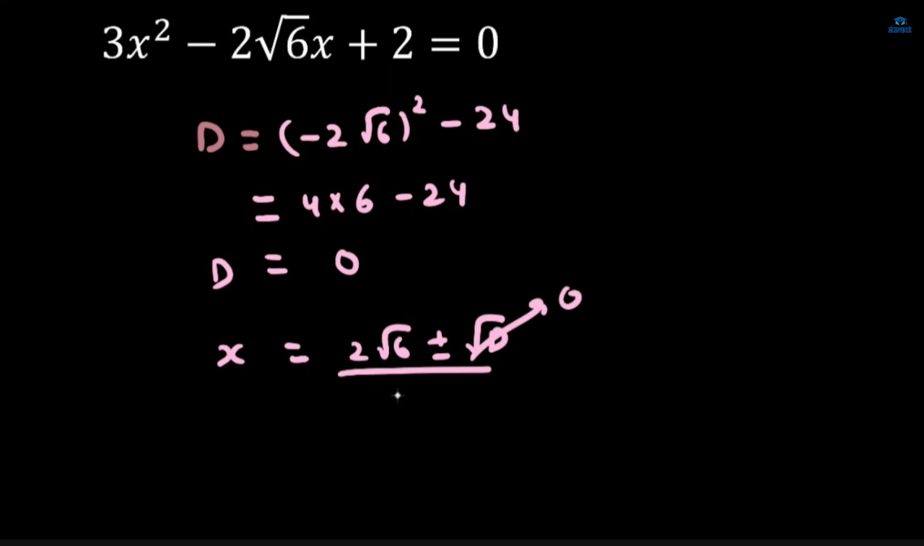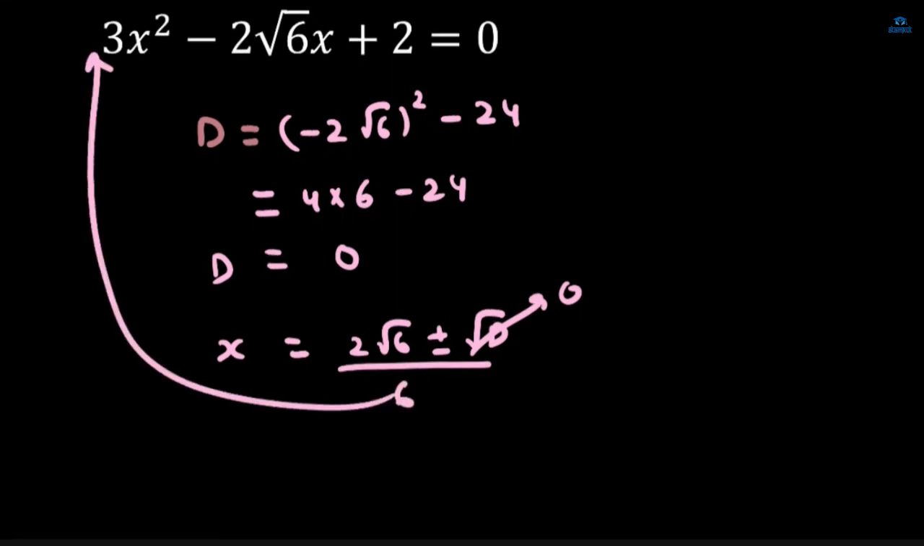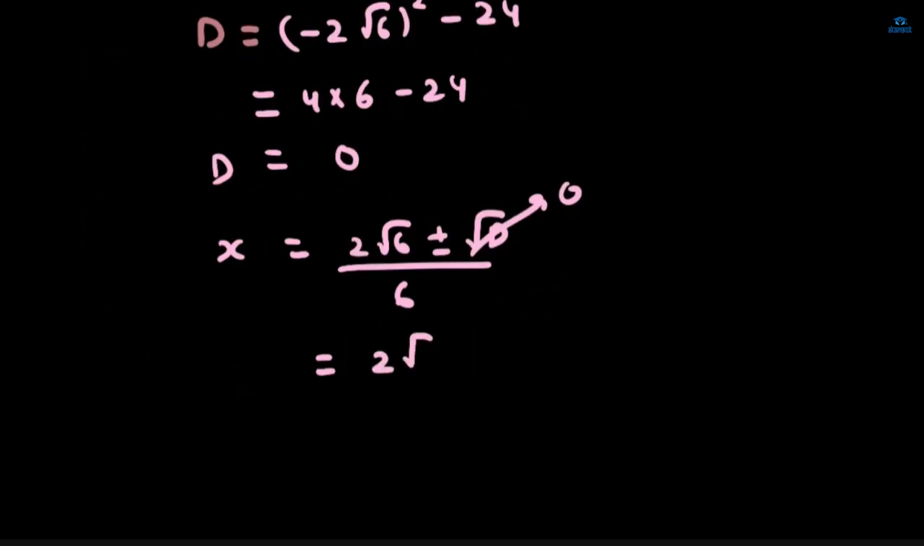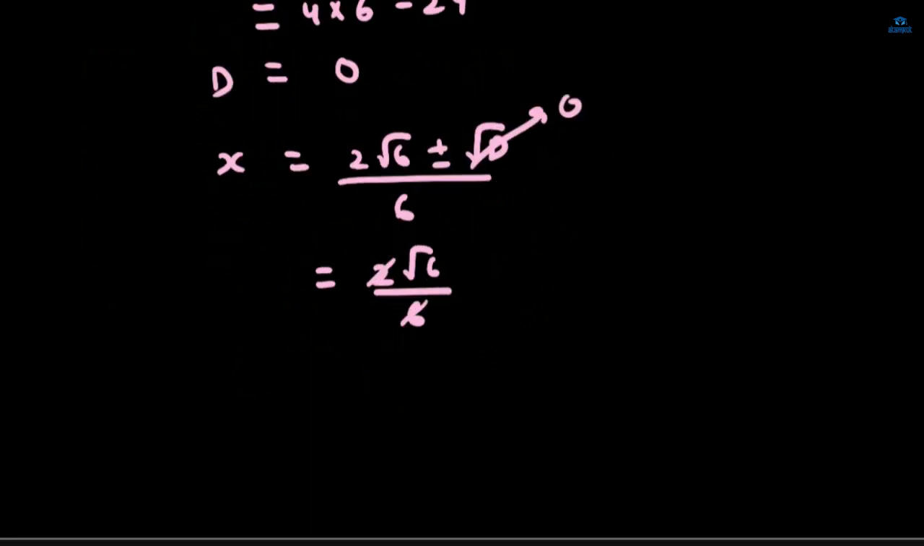2a is 2 threes are 6. No, 2 into 3, that is 6. So 2 root 6 by 6, because this will eventually get cancelled. So what we are getting here is root 6 by 3. So both of the values would be root 6 by 3.